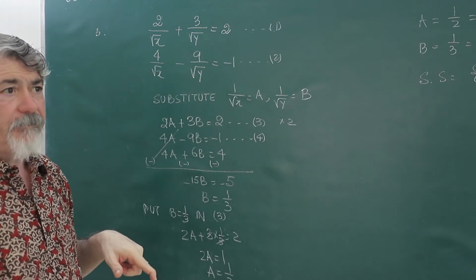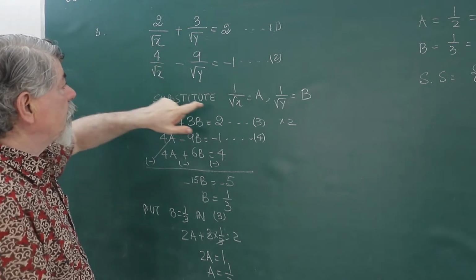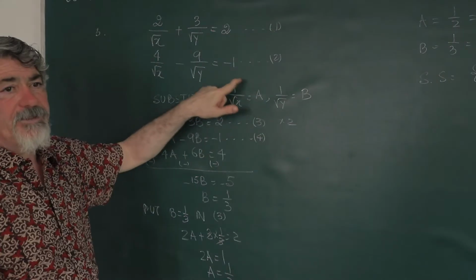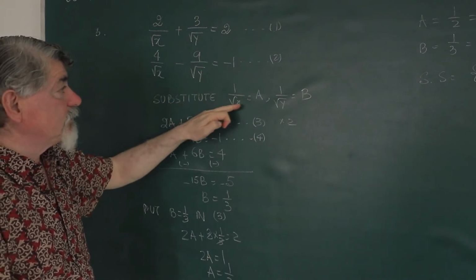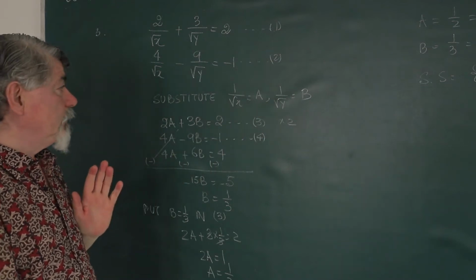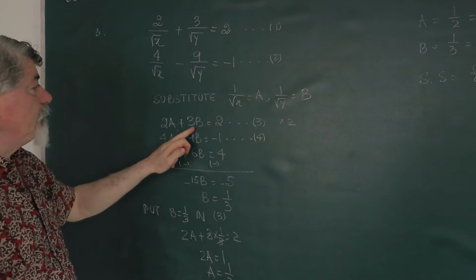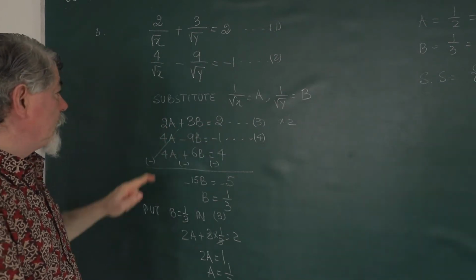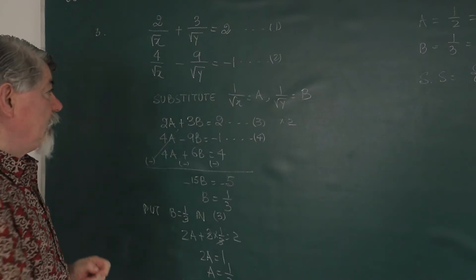Method will be the same. We will substitute 1 upon root x as a. We were saying 1 upon x is equal to a; here we are saying 1 upon root x is equal to a, and 1 upon root y is equal to b. So when we put the value here, we get 2a plus 3b is equal to 2, and 4a minus 9b is equal to minus 1.